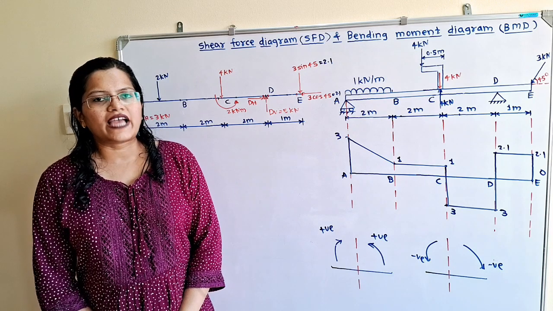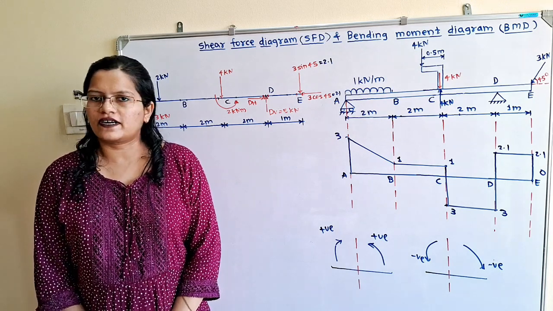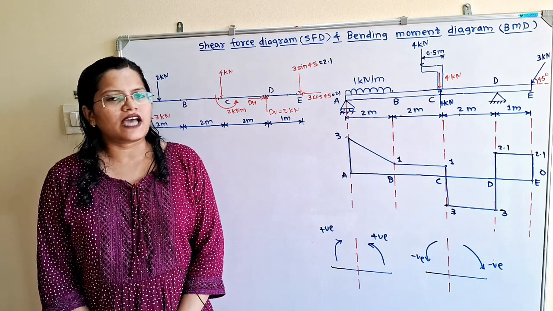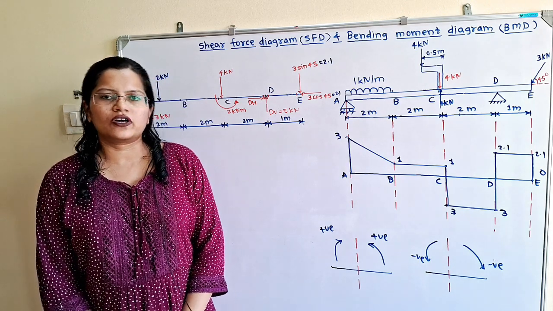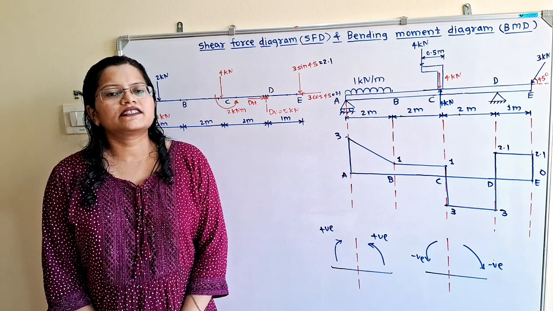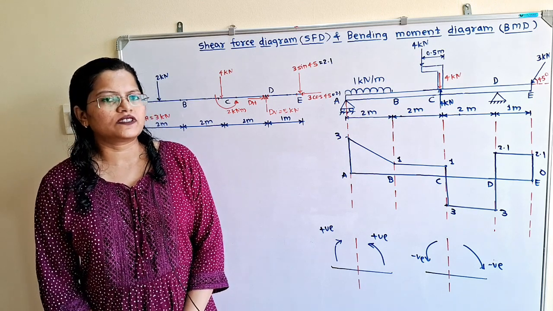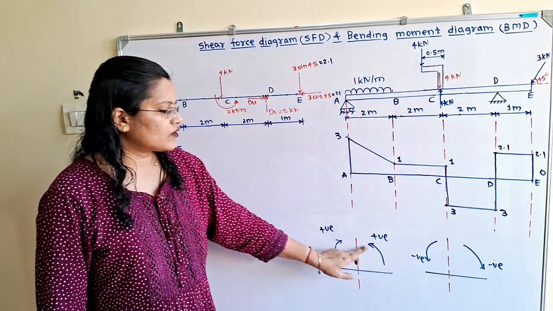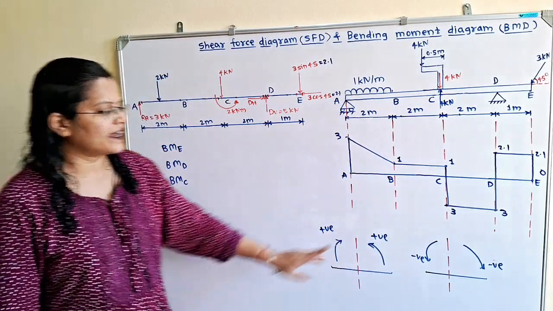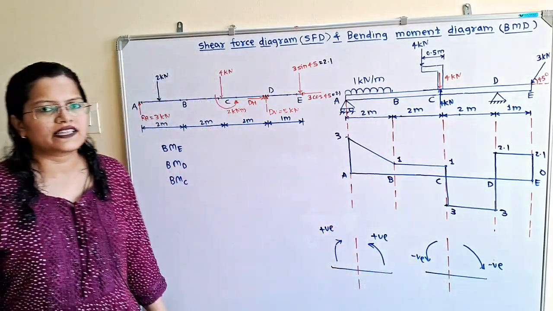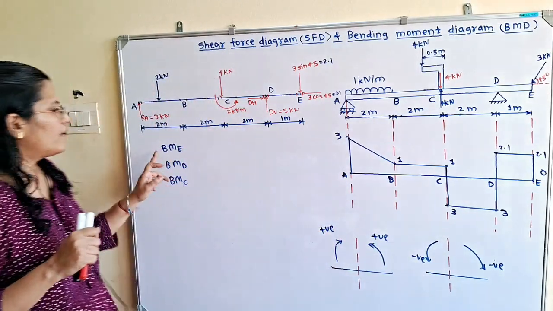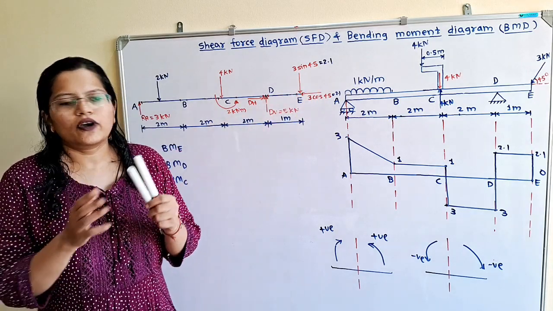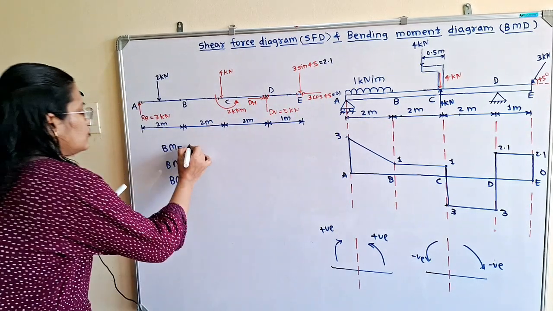Next step is to calculate the bending moment at different points. So it is the summation of moment of all the forces either on the right hand side or on the left hand side. We will take the summation of moment of all the forces which are on the right hand side. So if the moments are in anti-clockwise direction, use positive sign, and if the moments are in clockwise direction, use negative sign. First we will select the point E. On the right hand side there is no force, so moment is equal to 0.